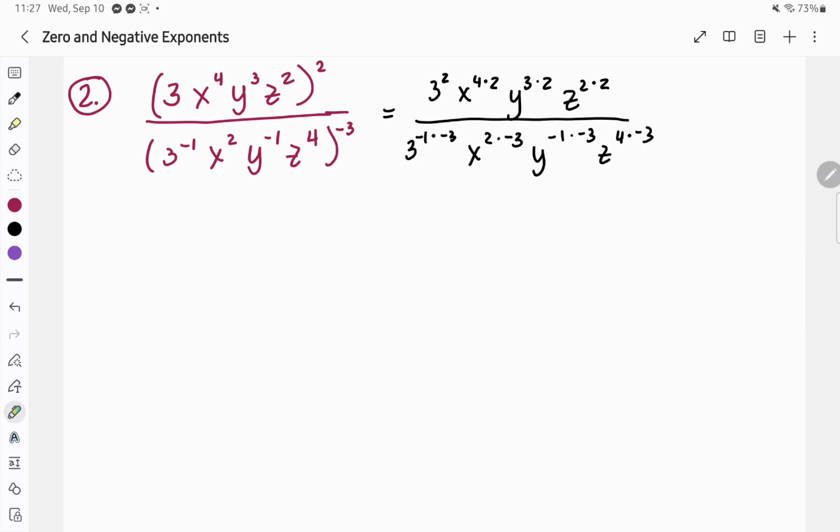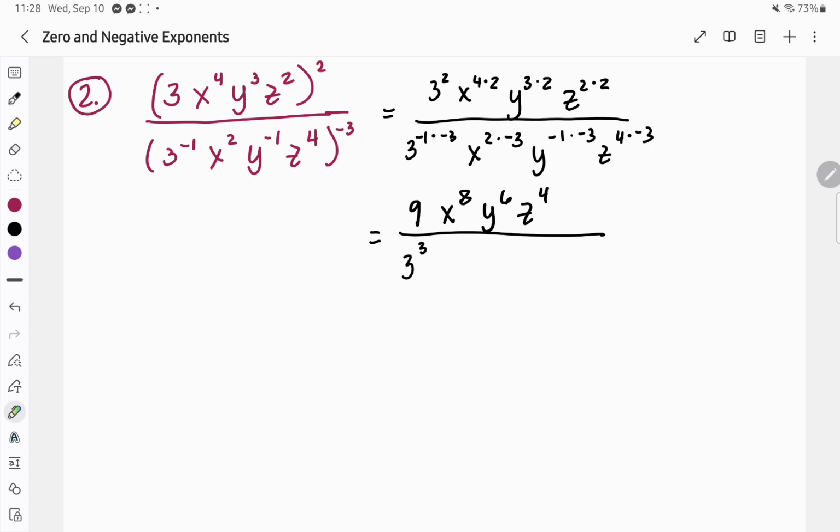Inisa-isa natin. Okay? So, from there, we will have 3 raised to 2. I-evaluate na pala natin ito, since 3 raised to 2 naman is 9. Then, x raised to 4 times 2 is x raised to 8. Ito po yun. Okay. Then, y raised to 3 times 2 is y raised to 6. Then, z raised to 2 times 2 is z raised to 4. All over 3 raised to negative 1 times negative 3. Negative 1 times negative 3 is positive 3. So, we will have 3 raised to positive 3.